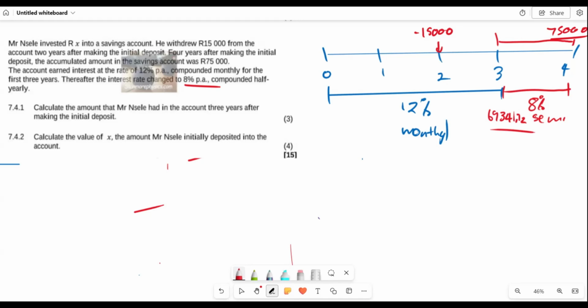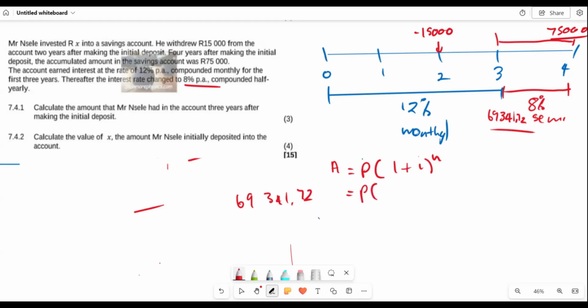So we are saying now, look, this is going to be A = P(1 + i)^n. Here we want to know, in terms of before, how much was the money that was in there before? It was 69,000, right? So if the accumulated amount is 69,341.72 before the withdrawal, what was the principal amount?